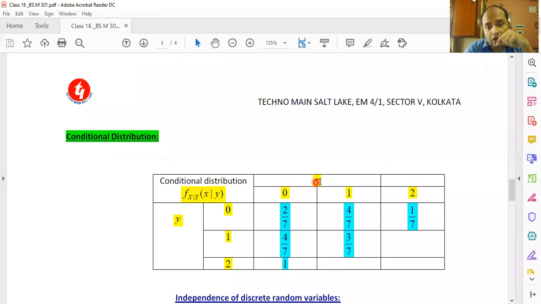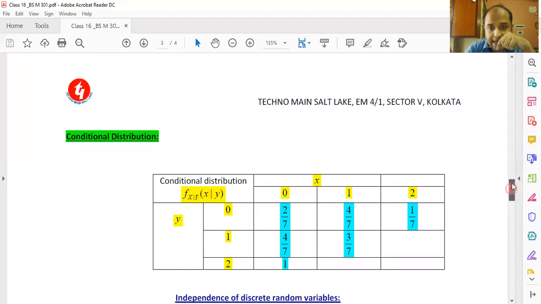So I have considered all possible values of x here and all possible values of y here. And what is the conditional distribution I'm calculating here? The conditional probability where capital X occurs given that capital Y has already occurred. To calculate this, I am again applying the same formula which I applied above. It is the ratio of the joint probabilities to the marginal probability of the random variable capital Y.